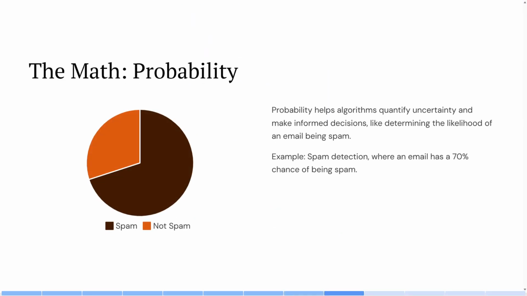Next, we have probability or statistics. Algorithms like naive Bayes use probability. If 90% of spam emails contain the word free, then if an email has free in it, there is a high probability it's spam. The algorithm calculates that probability mathematically.